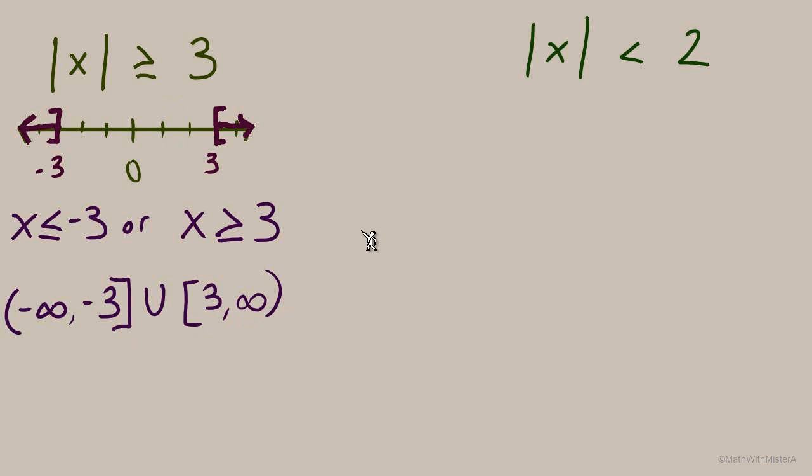Let's look at this other example. Absolute value of x is less than 2. So numbers whose distance from 0 is less than 2.